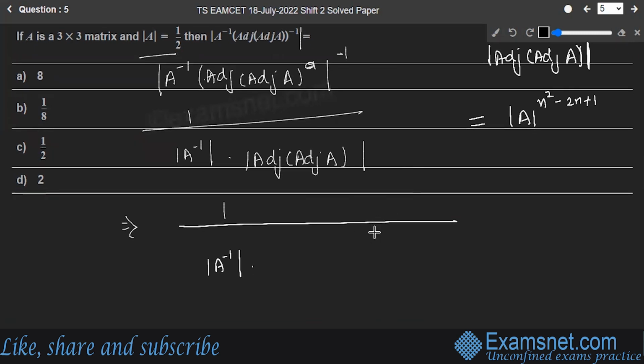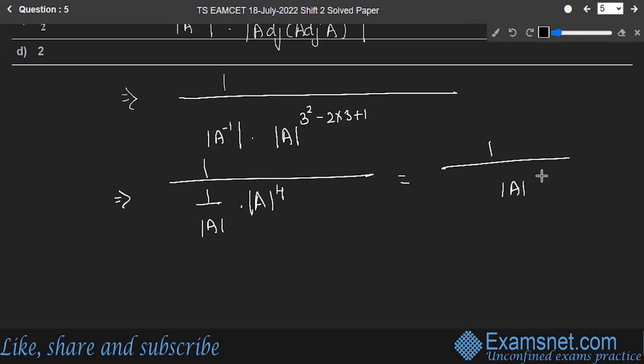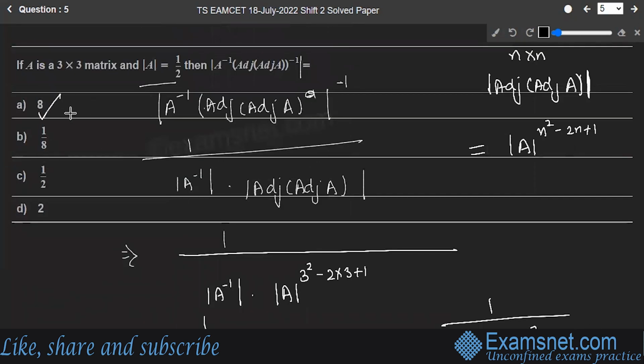Here it's a 3 by 3 matrix. So this will be written as determinant of A raised to power 3 square minus 2 into 3 plus 1. So this will be equal to 1 upon determinant of A raised to power 9 minus 6, that is 3, plus 1, that is equal to 4. So this will be equal to 1 upon determinant of A 4 minus 1, that is raised to power 3. You know determinant of A is equal to 1 by 2. So this will be equal to 1 upon 1 by 8, that is equal to 8. So you have the answer to the question as option A, 8.